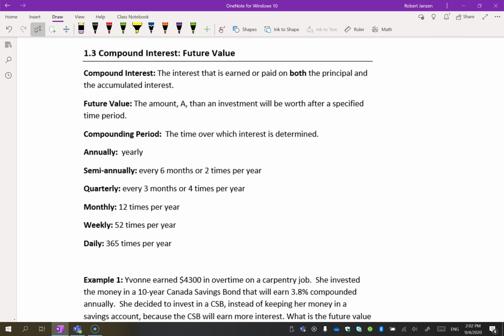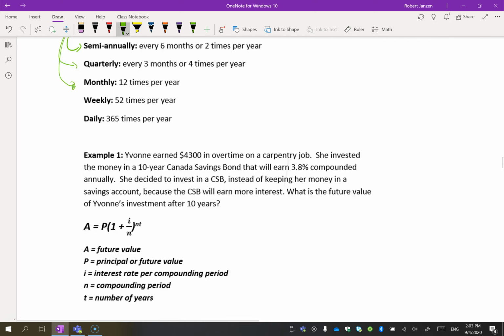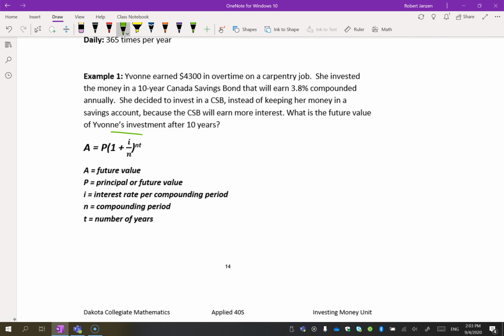So we've established what compound interest is. We know what future value is. Compounding period, this is what the interest is usually determined over. For simple interest, we used 1 year, it happened every year, but a compounding period could be semi-annually, in other words, twice a year. Could be quarterly, which would be every 3 months, 4 times a year. Could be every month. Could be weekly. Could be daily, etc.